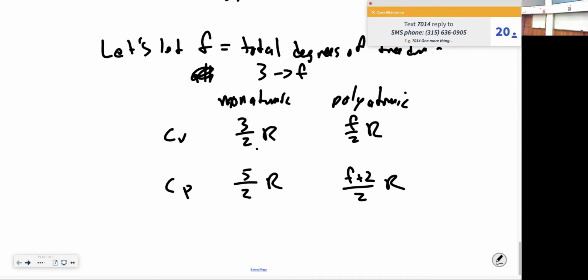Interestingly, you can now work backwards to figure out what the degrees of freedom are of your gas. Add a bit of energy to it, hold the volume constant, let it change in temperature. You can work backwards to figure out how many degrees of freedom are in your gas by figuring out what the temperature change actually was from that given amount of energy.